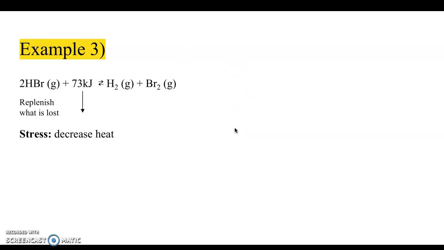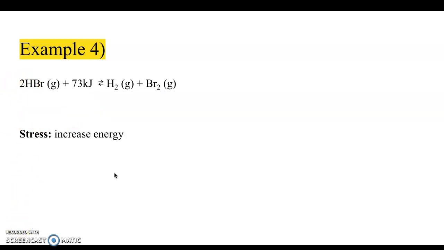So in this case, to replenish what is lost, we're going to see a shift to the left. We're favoring the reverse reaction. This results in a decrease in hydrogen and bromine as they are used up to replace our heat. So we're going to see an increase in heat and we're going to see an increase in hydrogen bromide gas.